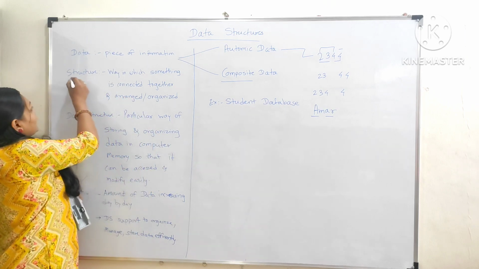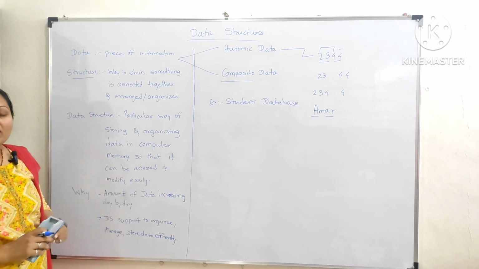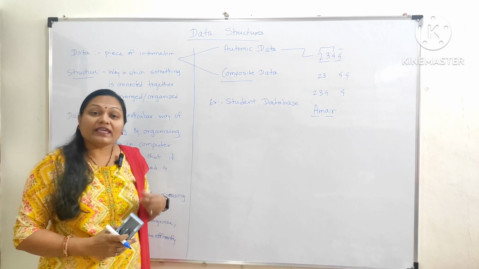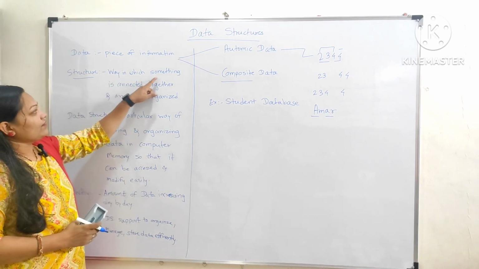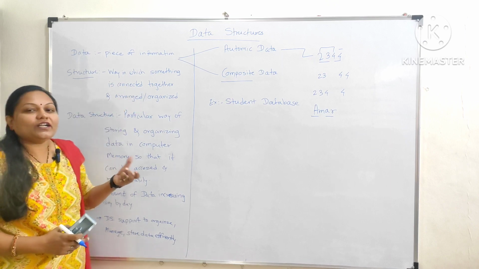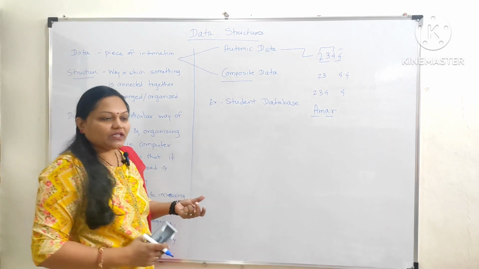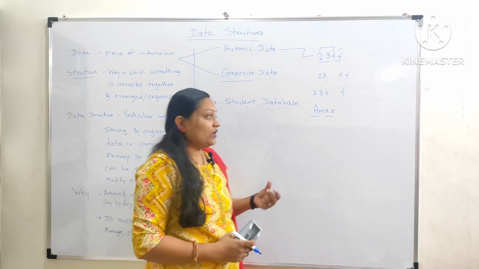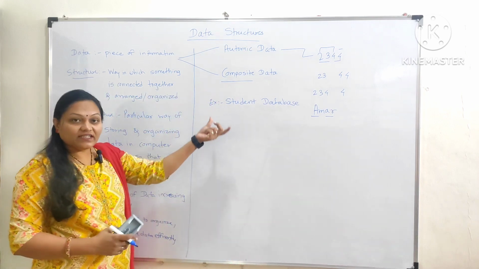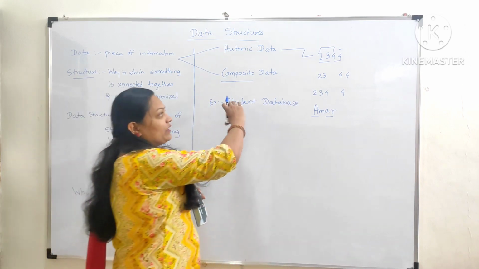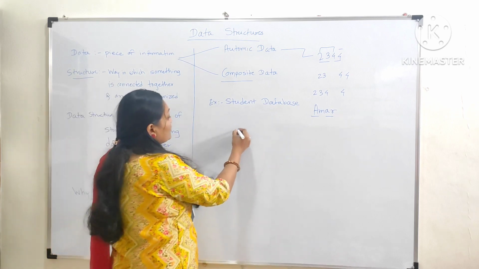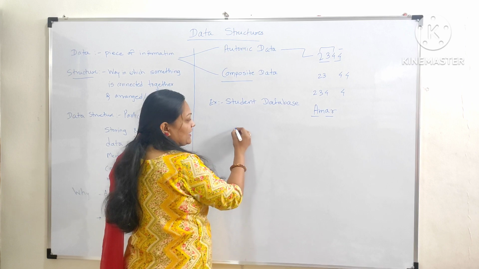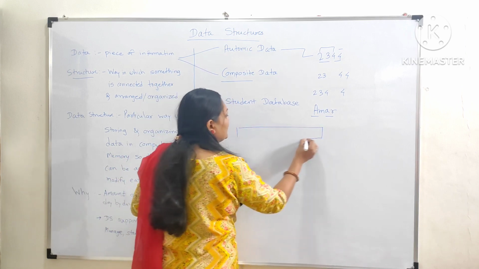Now let's see the structure. Okay, so what do you mean by structure? We can formally define structure like this: the way in which something is connected together and arranged together. So here, what do we need to arrange? We need to arrange the data, and we need to connect different data together. So actually, structure means we are connecting different data together.